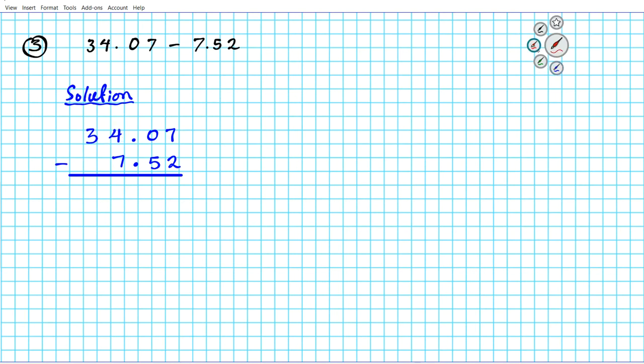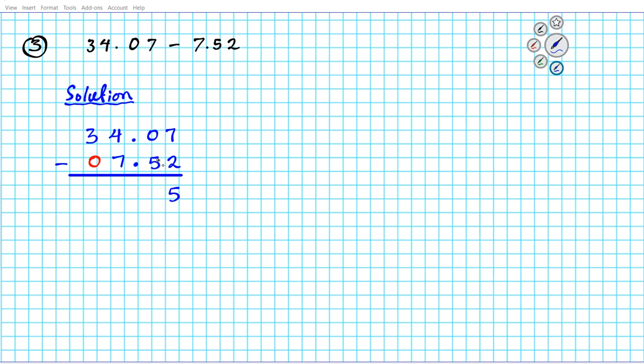Let's make sure there are no place values missing. There's a 0 here in the tens place for 7.52. All right, so let's see. We're going to start right from the rightmost digit, the hundredths place, and start subtracting. 7 minus 2 is 5. And now we're going to move along to the tenths place. What is 0 minus 5?